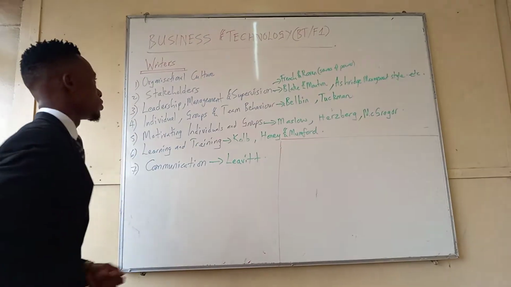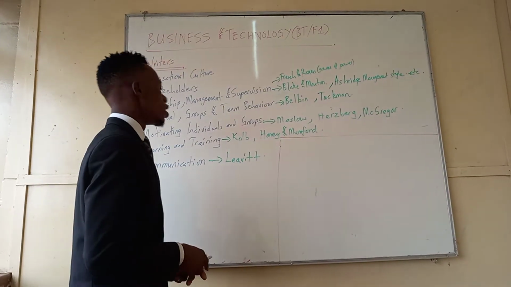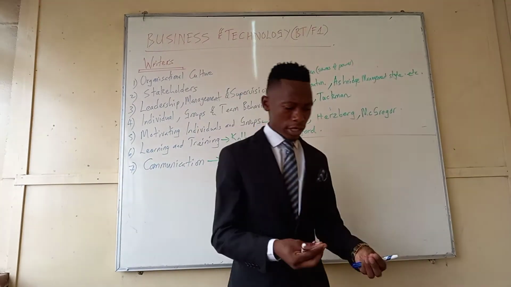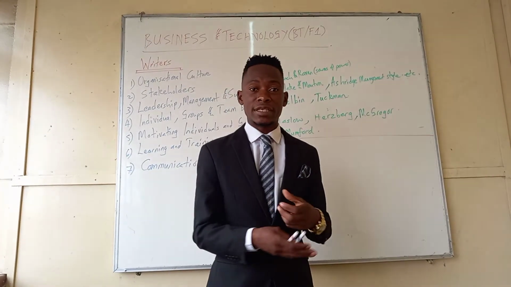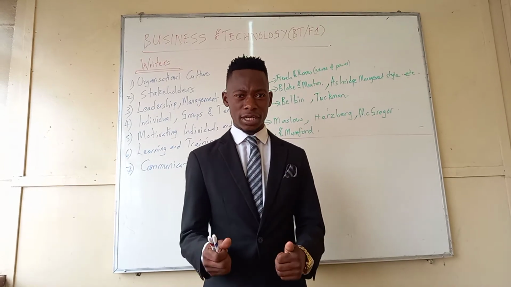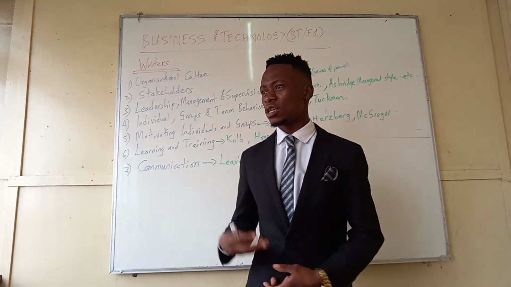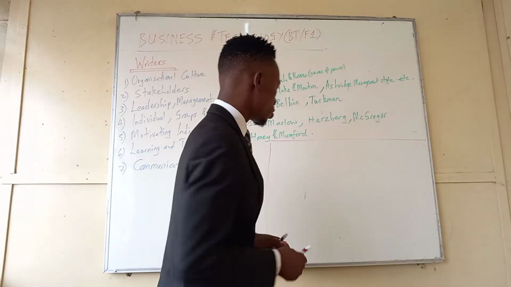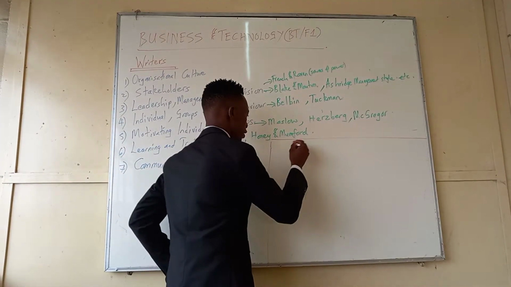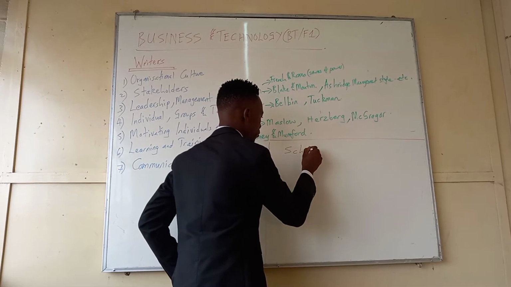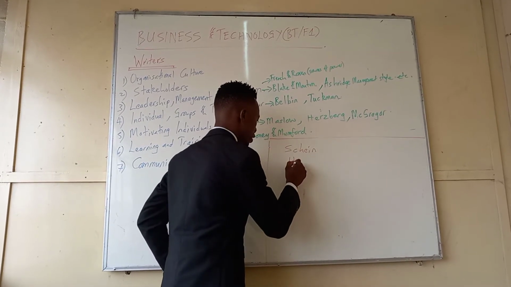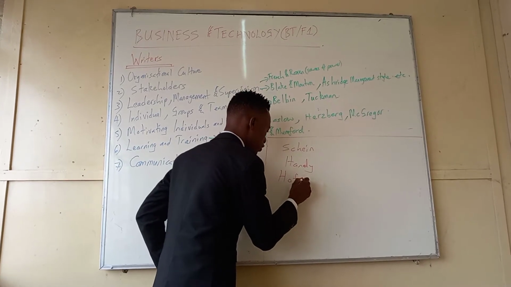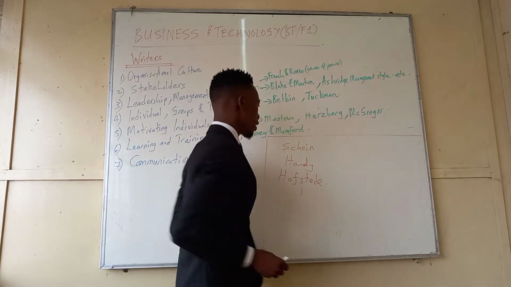All right, let me start with the organizational culture. What is culture? Schein said that culture is the way we do things around here. That's culture, right? We might be talking about beliefs, values, many things. So we have Schein, we have Handy, we have Hofstede, right? Okay.